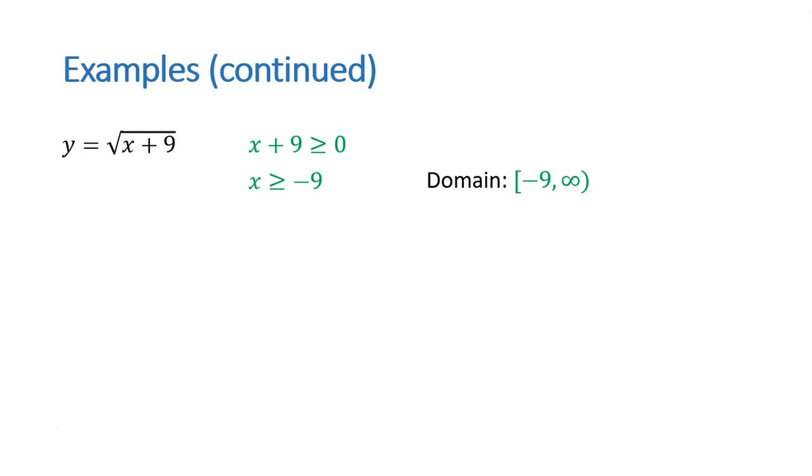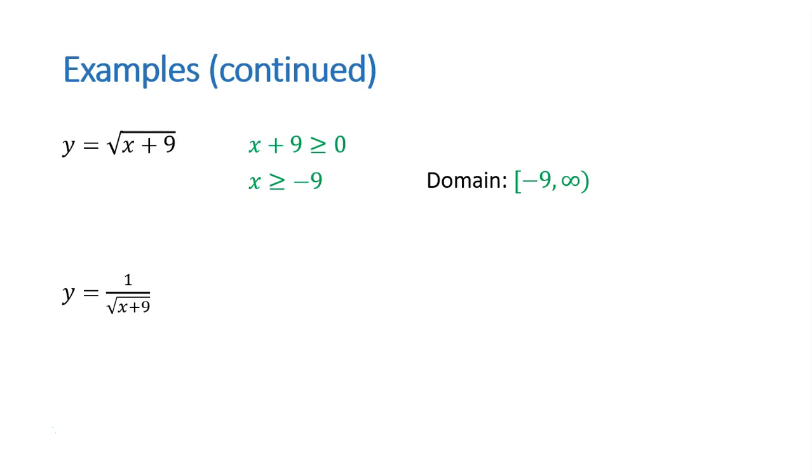So everything from negative 9 to infinity. Notice in this case we're including negative 9, so we put a bracket around it. If we plug in negative 9, as we just previously determined, it gives us a 0. We can take the square root of 0, that's completely fine. So our domain is everything from negative 9 to infinity. Let's look at the other one.